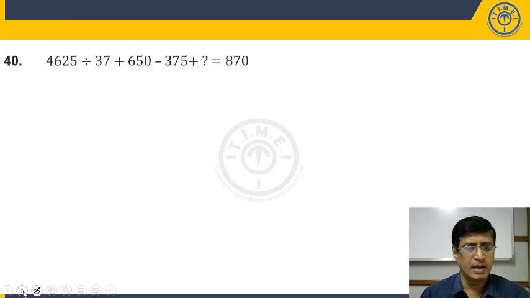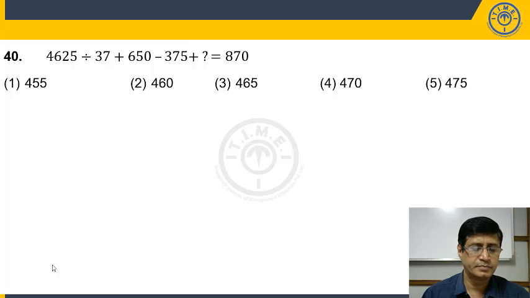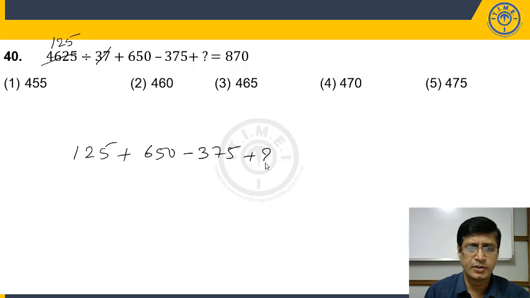Now look at the next example on your screen. 4625 divided by 37. How many times does 37 go? 125 times. So 125 plus 650 minus 375 plus question mark is equal to 870. Just take the question mark to one side and the numbers to the other side.